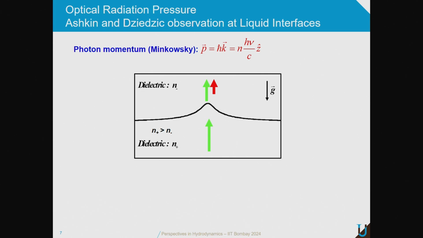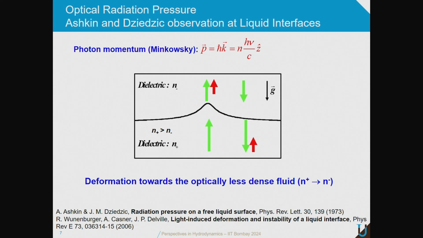What is funny is that if you go in the other direction, the same happens in the linear regime, in the sense that the photon will gain momentum and then the deformation will again occur in the same direction, that is towards the optically less dense medium. Light loves refractive index. That's why you have optical trapping, and this is exactly the same thing.